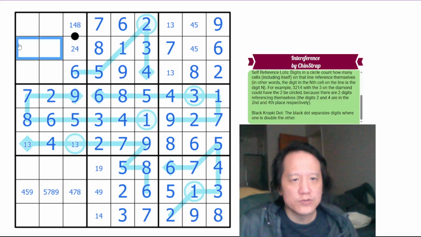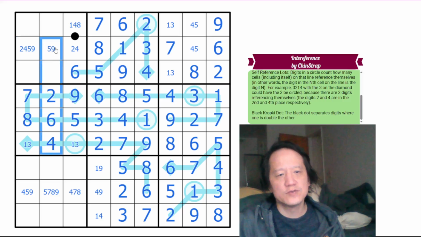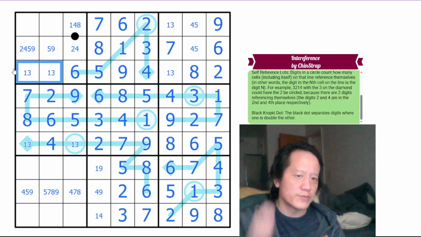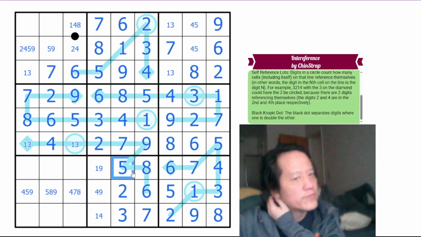Remaining digits in row 2. We could have 2, 4, 5, and 9. This can't be 2 or 4 because of the 2, 4 pair in the column. Remaining digits in row 3. We have 1, 3, and 7. 7 cannot be here. Where is the 7 in row 3? It has to be here. So that means this can't be 7 here.